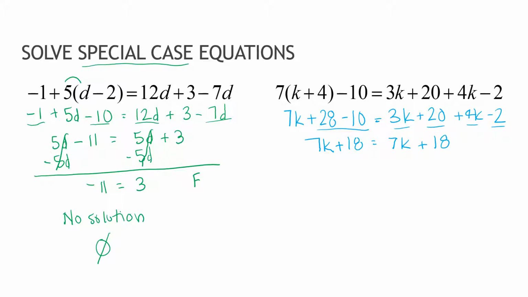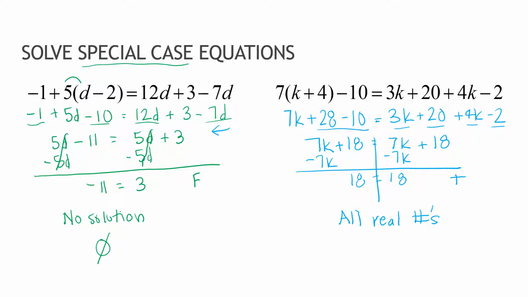Now notice, I'm in the same situation I was right here where I have the same variable and value on each side. But now when I subtract 7k from each side, I end up with 18 equals 18, which of course is true. 18 does equal 18. So when all of your variables go away and you end up with a true statement, the solution is all real numbers, which means I could take any number I want, plug it in for k, and each side of that equation would be true. You might also see this written as the R for all real numbers.